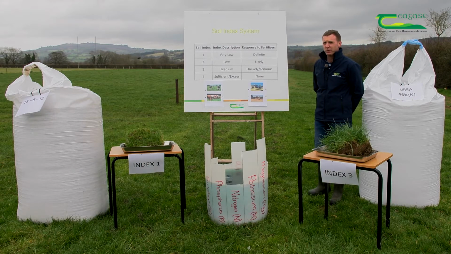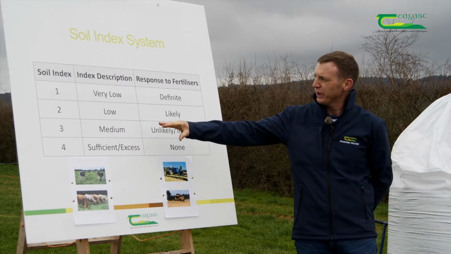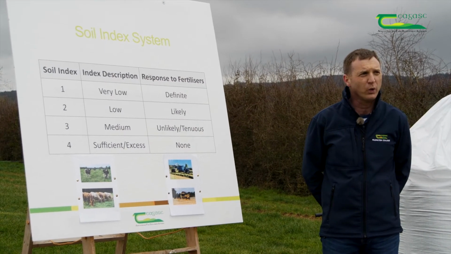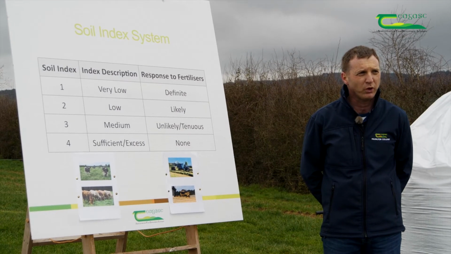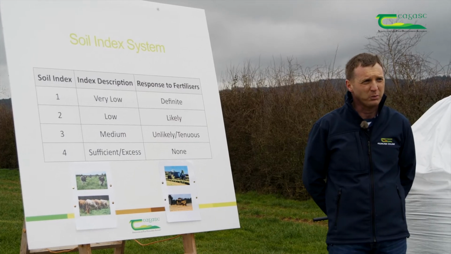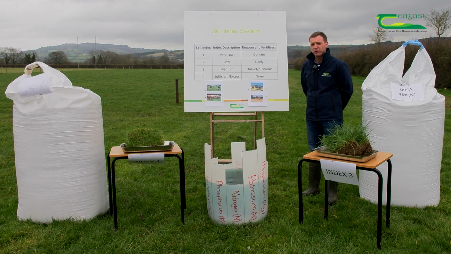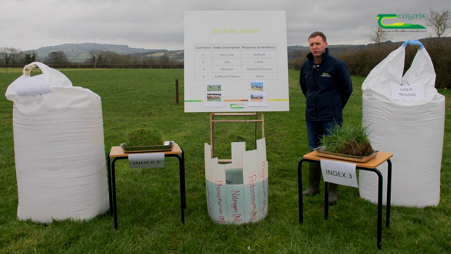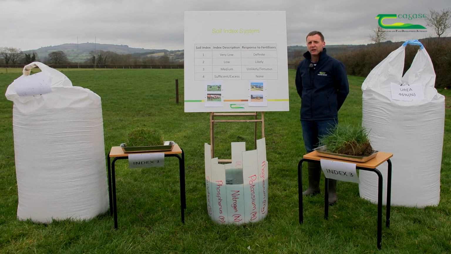The target you want to be at is soil index 3, so that's the ideal target. And if you have soil index 4, it basically means that you have luxury amounts or excess amounts of P and K in your soil. So why is all this very important? Phosphorus is a critical element as regards tillering, root development and growth, and it's very important to kickstart spring growth as well.